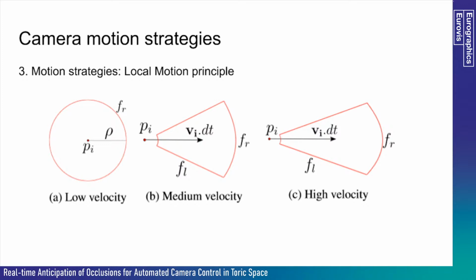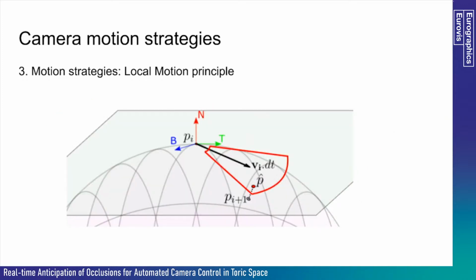It would be simple to move the camera in the map basis, but the toric space has a lot of distortions. That's why we define the camera velocity in the wall basis and search in the tangent plane of the toric surface. Then we project the solution on the toric surface.